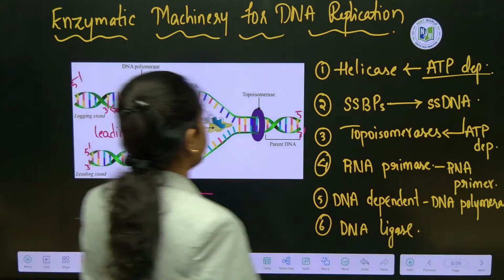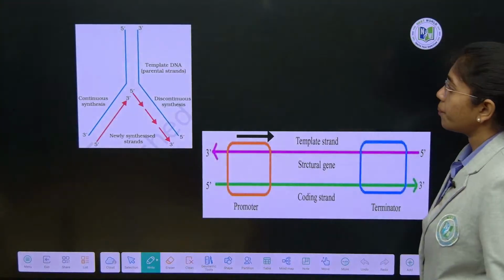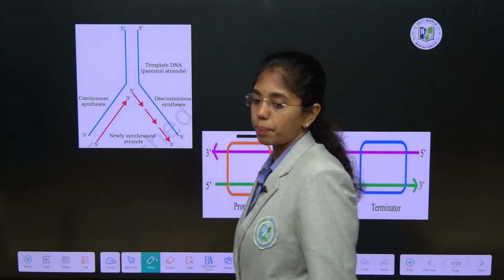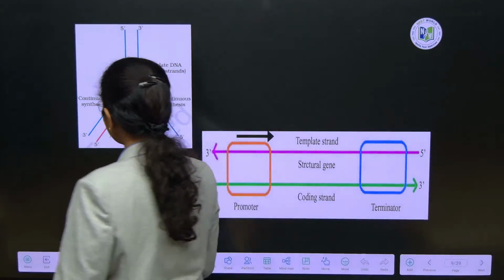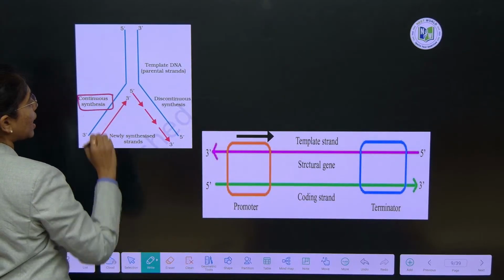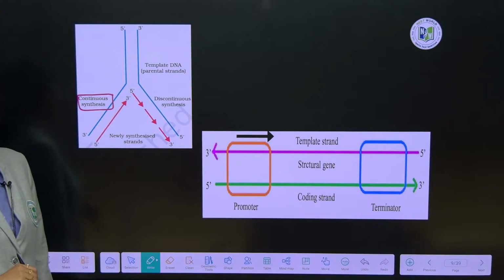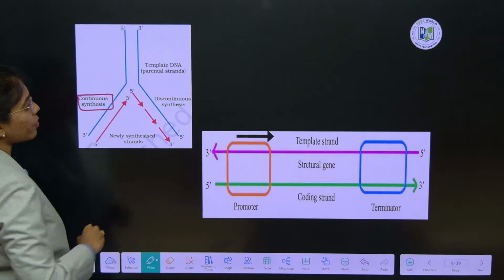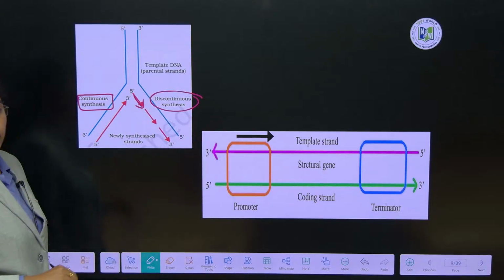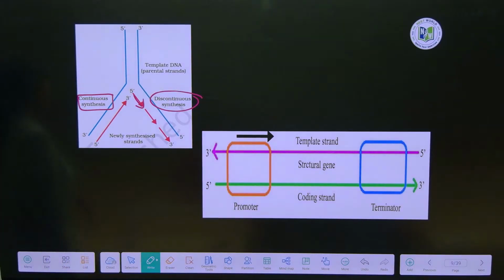And then here we see, the strand which is synthesized towards the replication fork, I told you, is the leading strand. This is the continuous strand, or the synthesis is known as continuous synthesis. The strand which is synthesized away from this is the lagging strand, which is discontinuous synthesis. Continuous and discontinuous, clear, right?